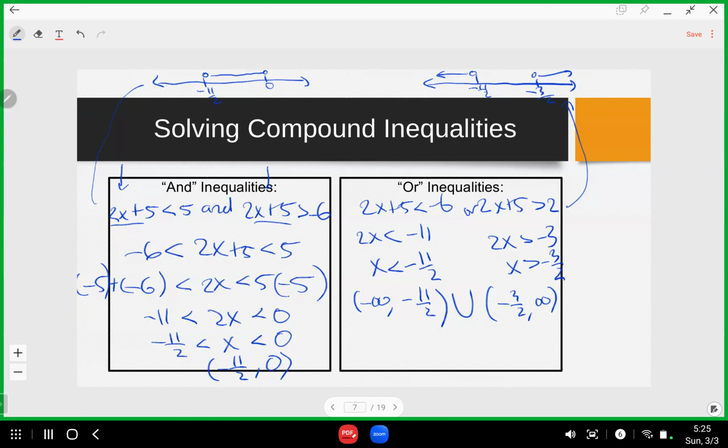When a number has to be less than 5 and also greater than -6, it has to meet both guidelines, right? So you intersect those guidelines, okay? And that's an and inequality.